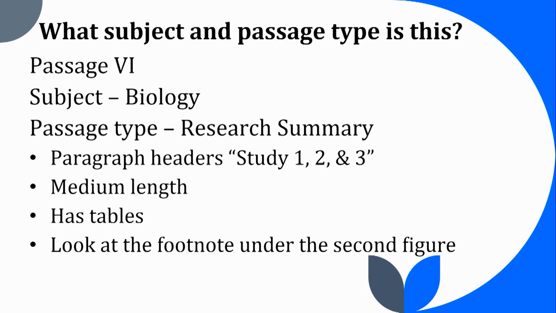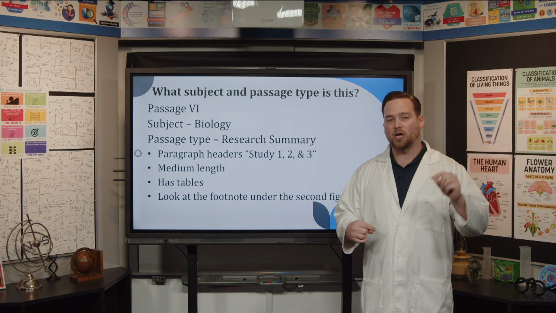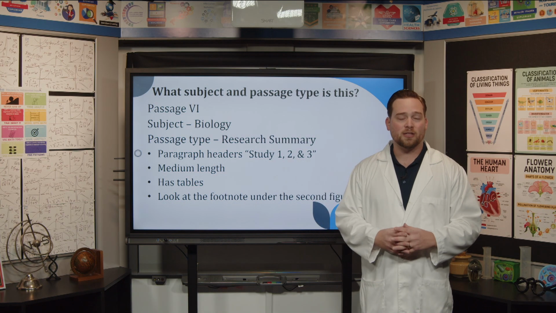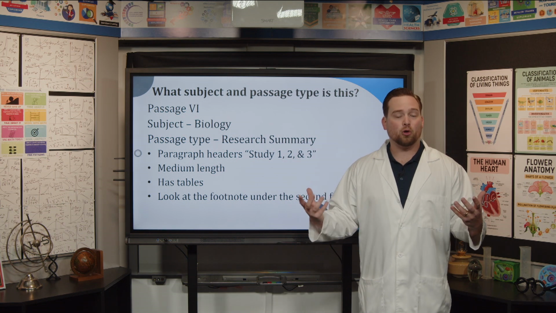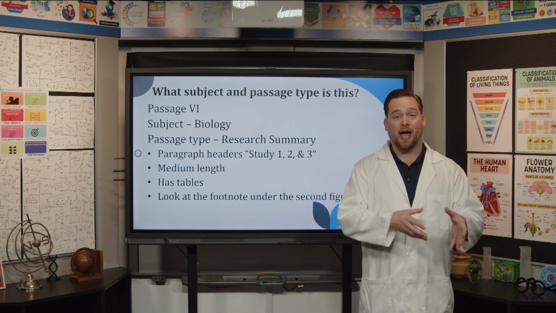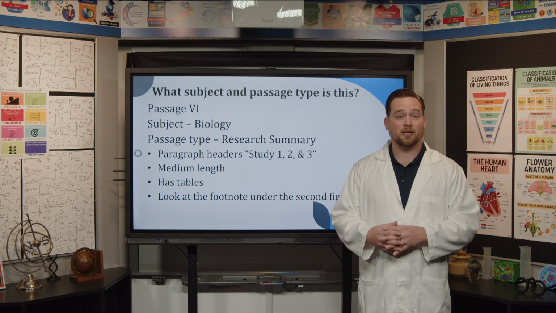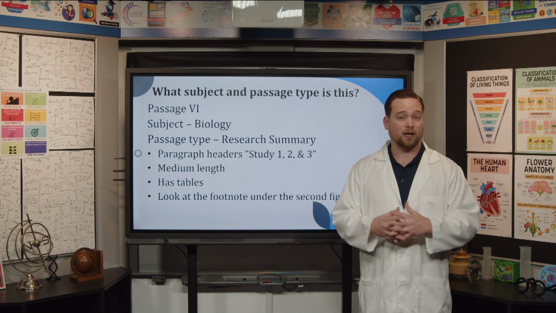So for passage 6, the subject here is biology. The passage type is a research summary. We knew it was a research summary because the paragraph header said study 1, 2, and 3. There was a good bit of reading to do, but not as much with the conflicting viewpoints. And then it has tables as well. And like I mentioned earlier, identifying the subject was pretty easy because when we looked at that footnote, it said that the people who were doing this experiment was experimental biology and medicine. So that's going to help us identify the subject here as well if we were kind of confused on that.